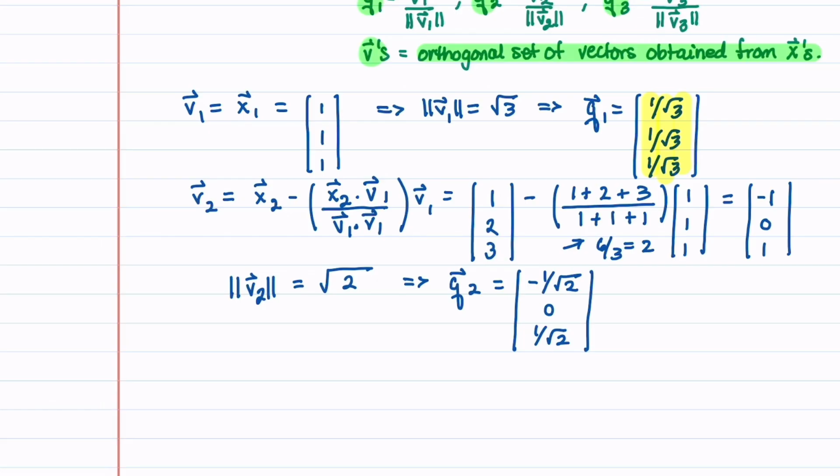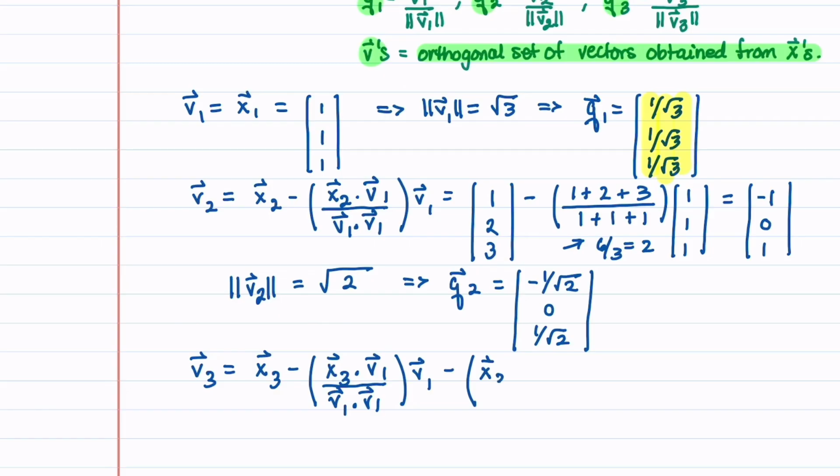Let's now find V3. Here's our formula for V3. It's a little long. It's going to be x3 minus x3 dotted with v1, all divided by v1 dotted with v1, times v1, minus x3 dotted with v2, all divided by v2 dotted with v2, times v2.